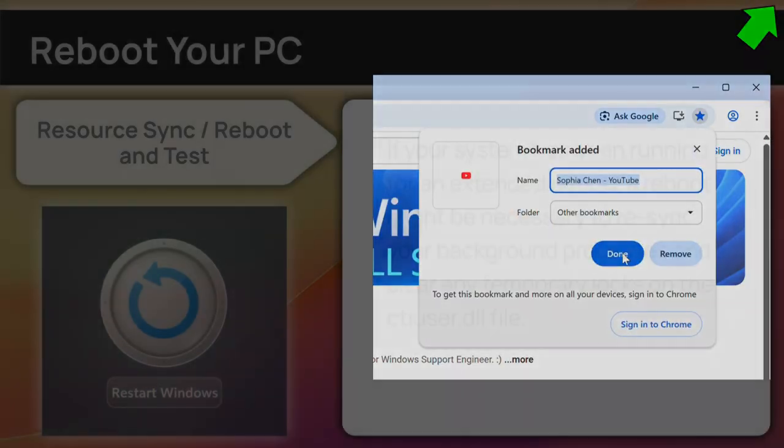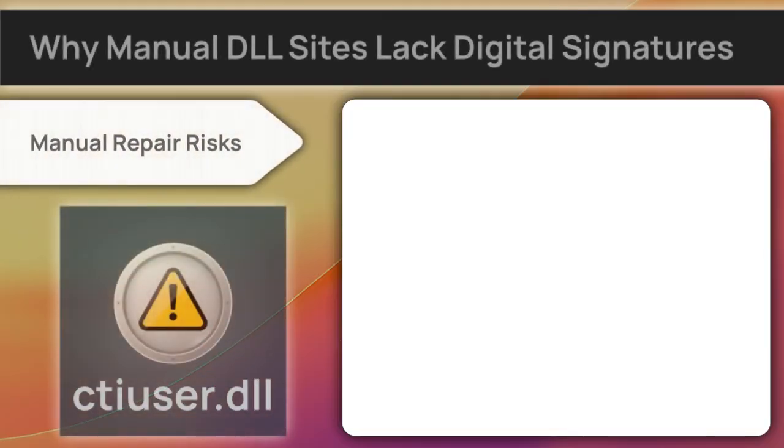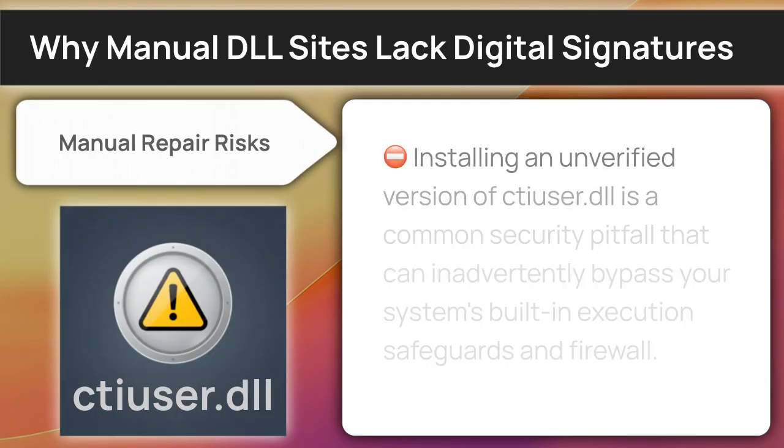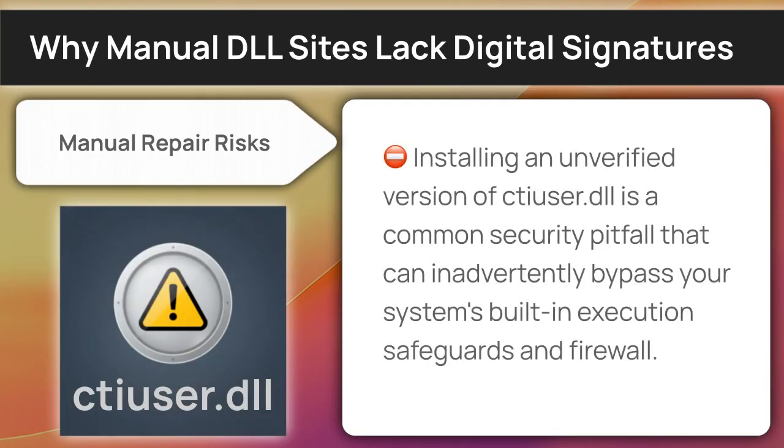I'd like to provide a brief technical warning about the risks of using unofficial file repositories. I strongly advise you to prioritize system safety by avoiding manual swaps of the Ctiuser library. Third-party DLL sites are a primary vector for hackers to inject ransomware directly into your operating system's core.